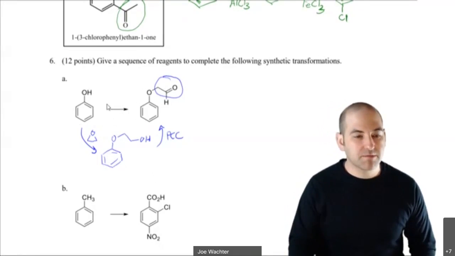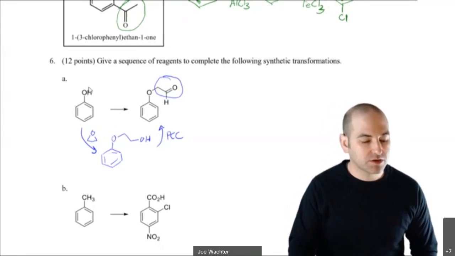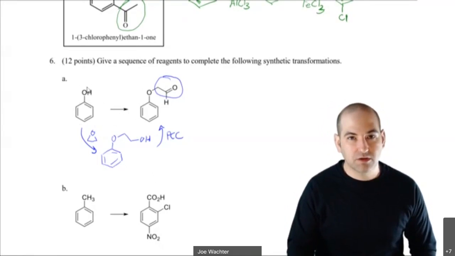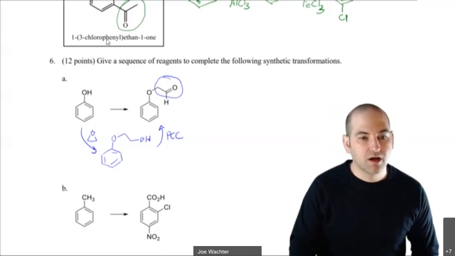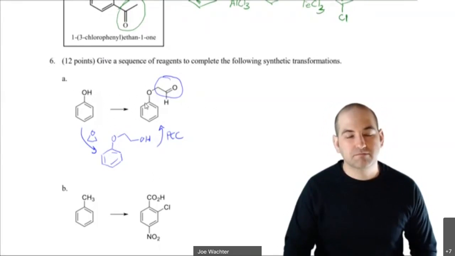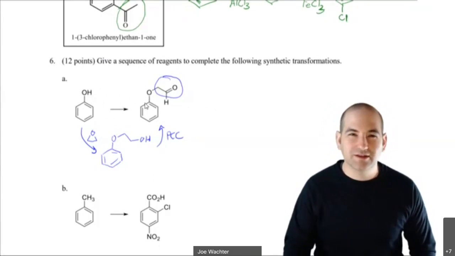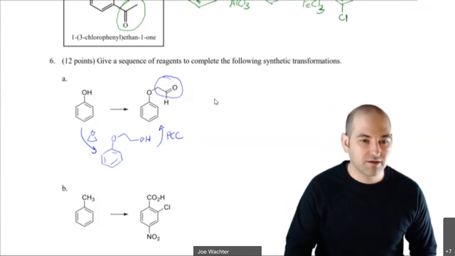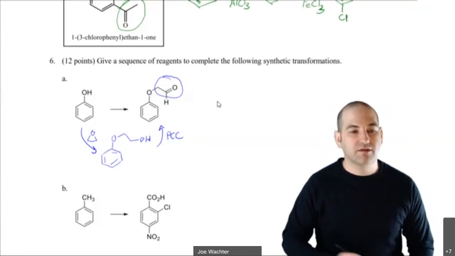Some people chose instead to deprotonate this with something like sodium hydride or sodium hydroxide, which is okay, and then react it with an aldehyde with a leaving group on the alpha carbon, like a bromine here. There are some reasons that that doesn't work great, but we haven't really gotten to them yet. So I think that's okay. If you did that, that was fine.